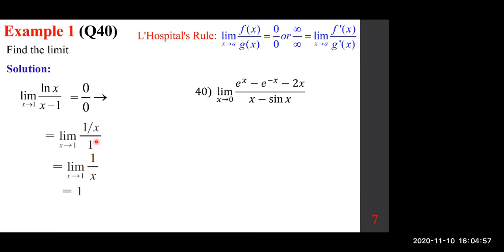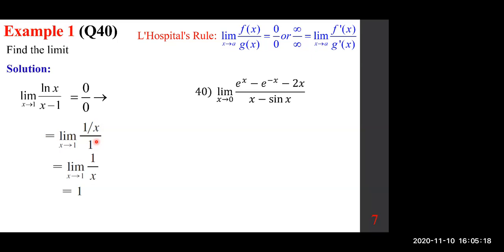I hope everybody understands what's happening. You have to plug in and come up with either 0 over 0 or infinity over infinity to justify using L'Hopital's rule, or you cannot do that. I hope everybody's clear on that. So let's look at the next one and see what happens.